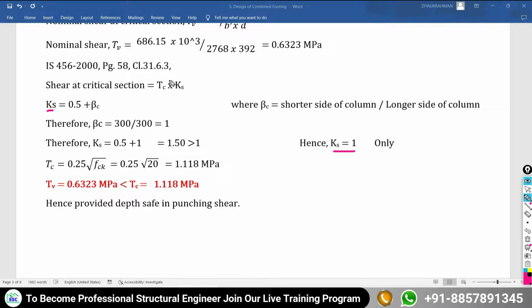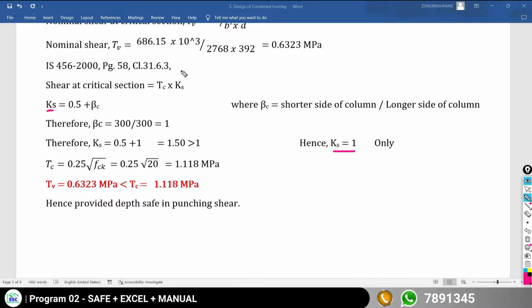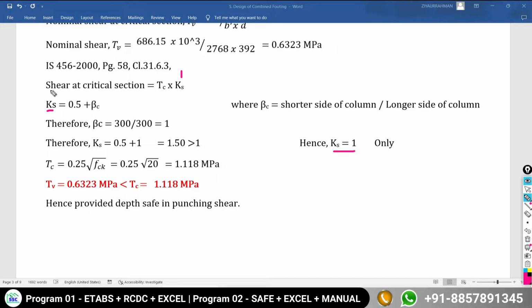Now put this Ks value in this shear at critical section. So Ks is equal to 1. So ultimately you are getting shear at critical section as tau c. Now the formula for finding out the tau c is equal to 0.25 under root of fck. Your characteristic strength of concrete is 20. So 0.25 under root of fck, you are getting the value of tau c as 1.118 MPa, Newton per mm square.